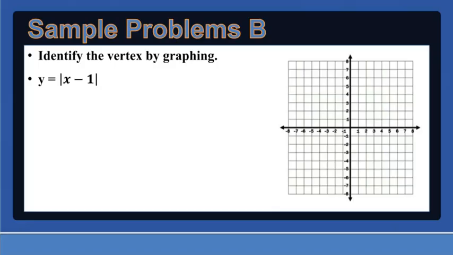Next, we just want to identify the vertex by graphing. So here, again, if I want to do the h and the k, I know the vertex is going to be at 1, 0. But just to prove it, by graphing it, let's put numbers in for x. If I put a 0 in for x, 0 minus 1 is negative 1. The absolute value of 1 is 1. So I have a point at 0, 1, which would be here. And then if I put a 1 in there, 1 minus 1 is 0. The absolute value of 0 is 0. So I have a point at 1, 0.